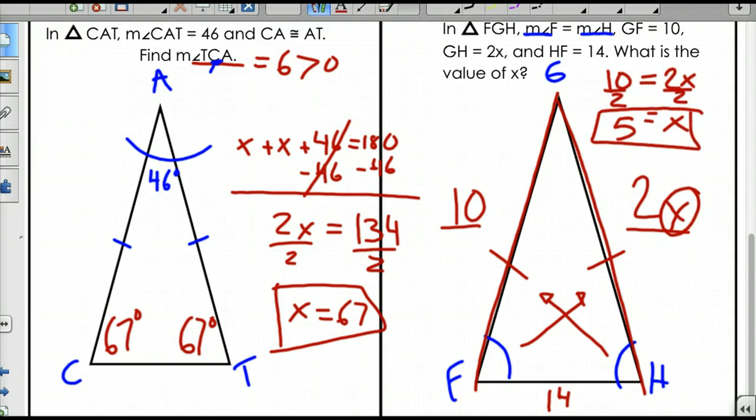And does that make sense? Well, 2 times 5 is 10. This is 10. Yup, we did a beautiful job.